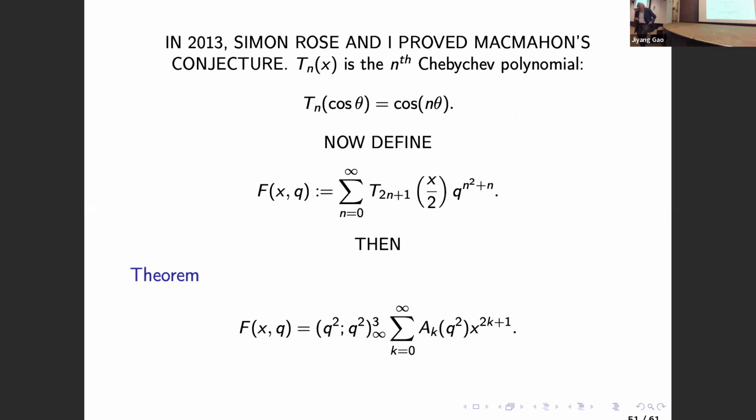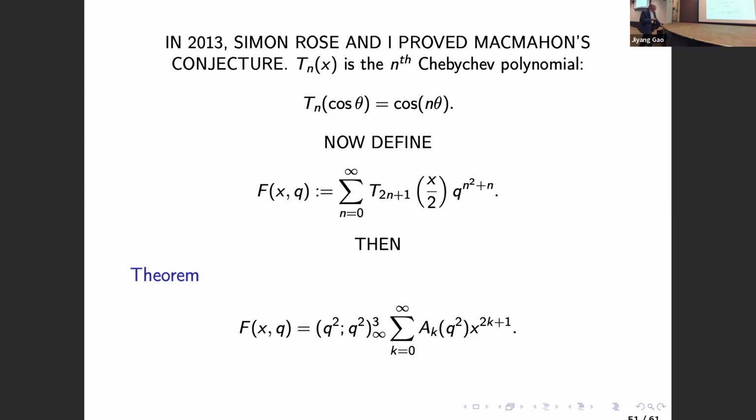So in 2013, Simon Rose and I proved MacMahon's conjecture. It basically involves an argument that would have pleased MacMahon. You'd start out with a function, which I'll justify in a moment. It's basically the Chebyshev polynomial, odd subscripted, evaluated at x over 2, and you're summing over q to this standard quadratic expression that one sees in classical theta functions.